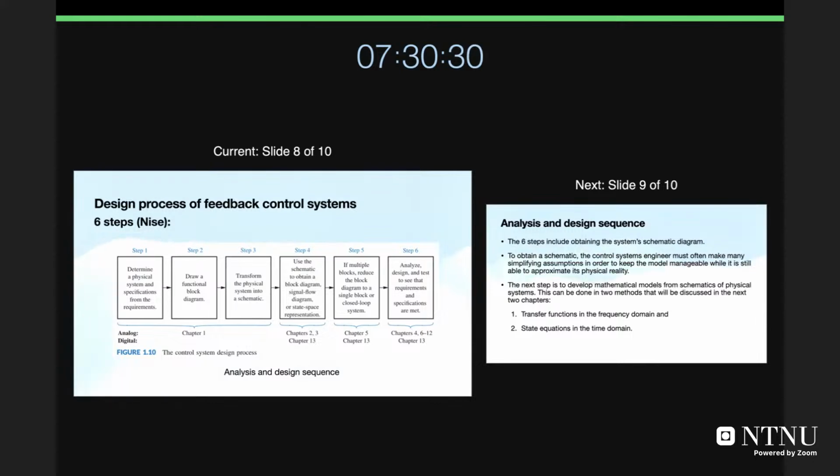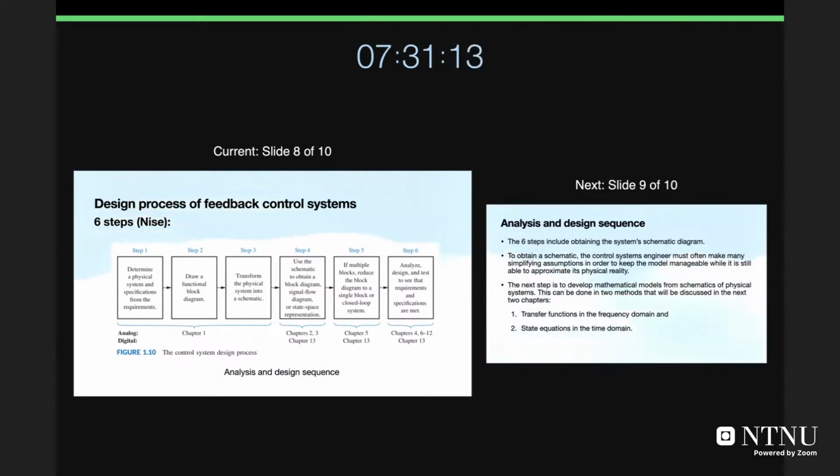And after that, we need to use this schematic diagram to obtain a block diagram, maybe a signal flow diagram, state space representation, transfer function. We can do this in chapters 2, 3, and 13, in fact. We will start in this course with chapter 2 and chapter 3. In chapter 2, we will talk about systems in the frequency domain, so you can get the transfer function of your system. And in chapter 3, we will talk about state space representation and the time response of your system. So chapter 2 and chapter 3 are foundational elements for this course. After that, we will jump to chapter 13, because in chapter 13, we can work with controller design.